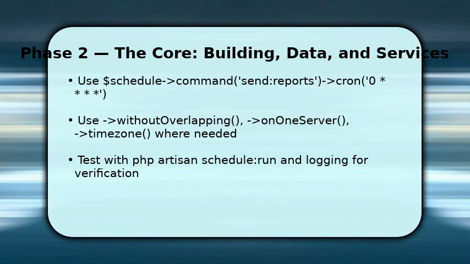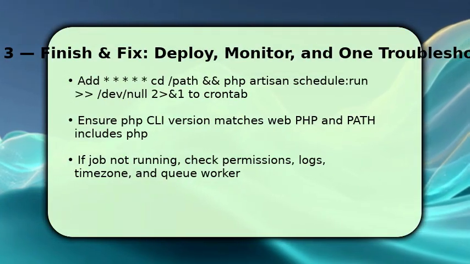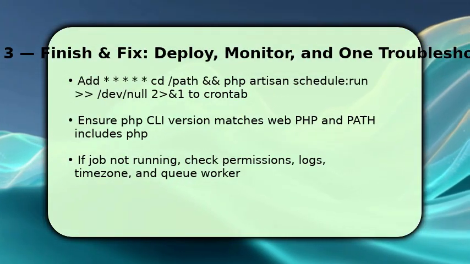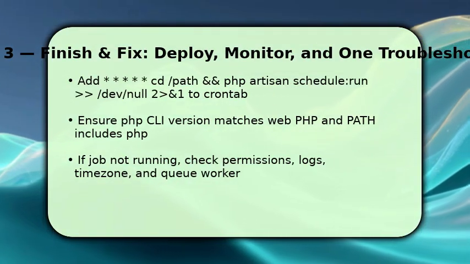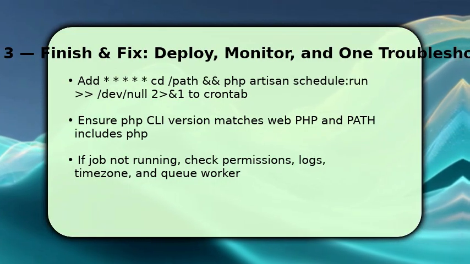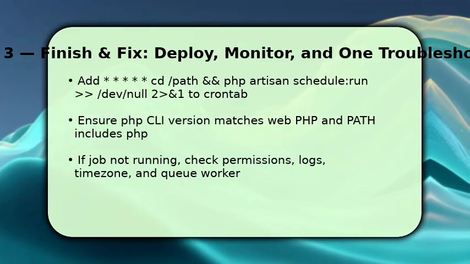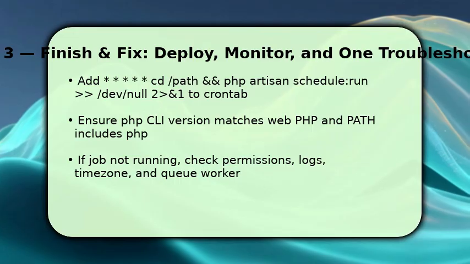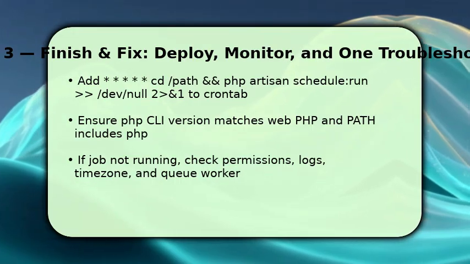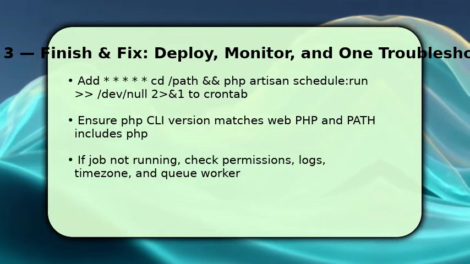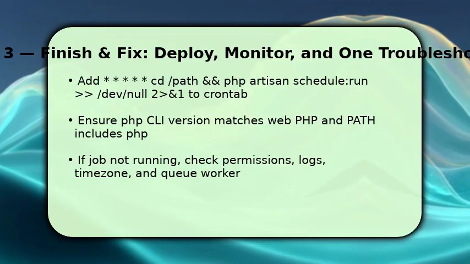Finally, enable the system-level cron. Edit crontab -e and add * * * * * cd /path/to/project && php artisan schedule:run >> /dev/null 2>&1. Make sure the CLI PHP version matches your web PHP and that the path resolves php, otherwise jobs silently fail. If you use queues, ensure queue:work is running.